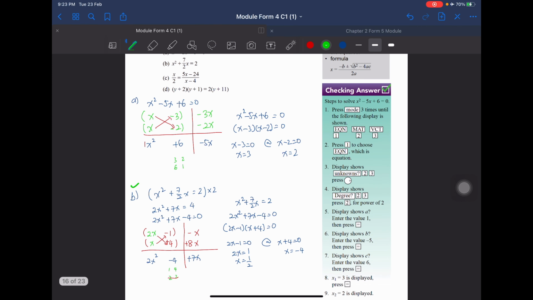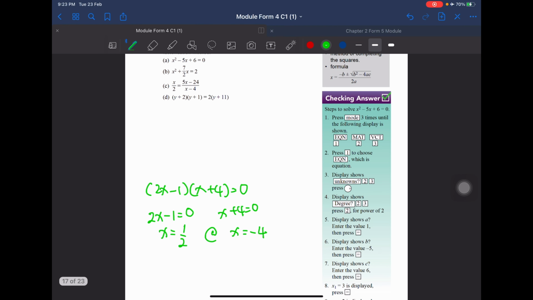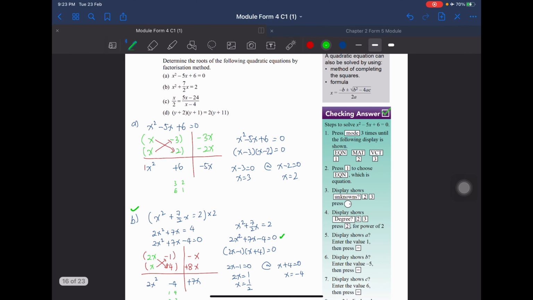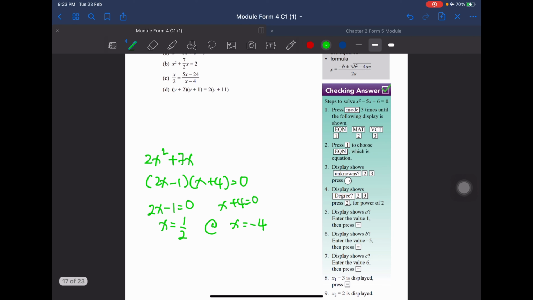Soalan dia tadi apa? Ni kan 2x square plus 7x minus 4 equals to 0. Okay, so ini adalah cara-cara menggunakan kaedah backward solution.